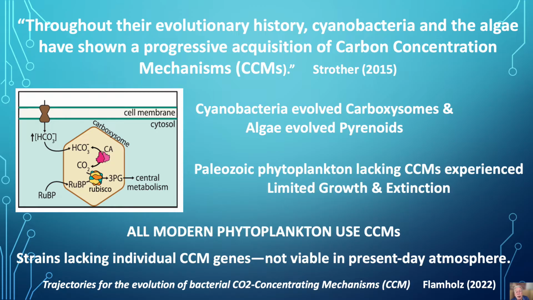All modern phytoplankton have developed various carbon dioxide concentrating mechanisms to survive in today's low carbon dioxide world. Experimental phytoplankton strains with dysfunctional carbon dioxide concentrating mechanisms just do not survive. As carbon dioxide has declined over the last 20 million years, several clades of land plants, yet still a small percentage of all species, have evolved a similar carbon dioxide concentrating mechanism known as C4 photosynthesis.